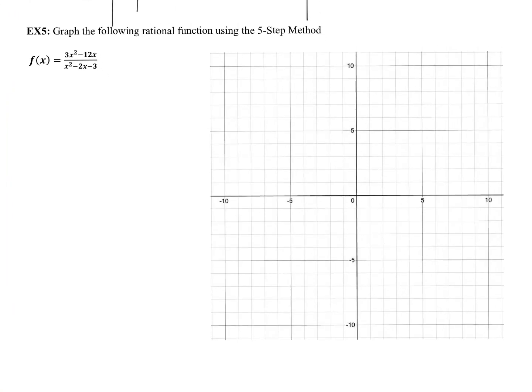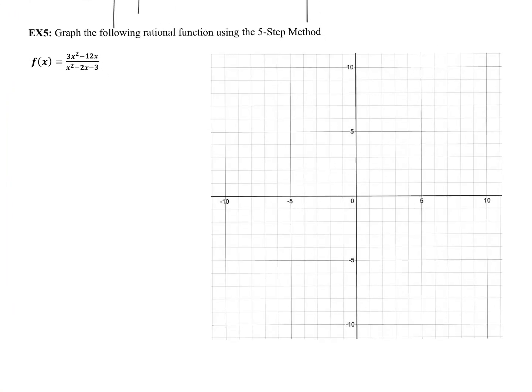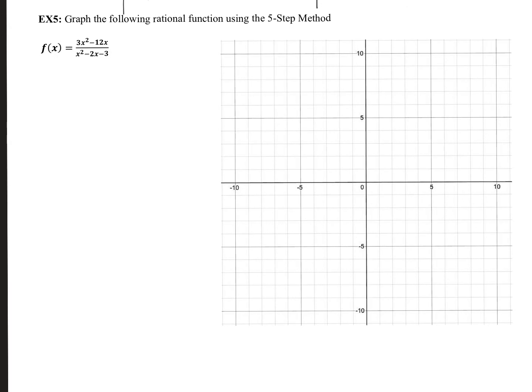Complete the graph using the 5-step method. Alright, so first things first, intercepts. So my x-intercept, set y to 0. So we have 0 equals (3x squared minus 12x) all over (x squared minus 2x minus 3). And we can go ahead and put the 0 over 1 and cross multiply. And I'm left with 0 equals 3x squared minus 12x.